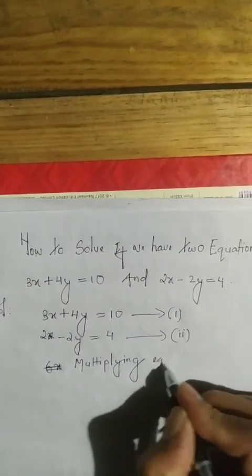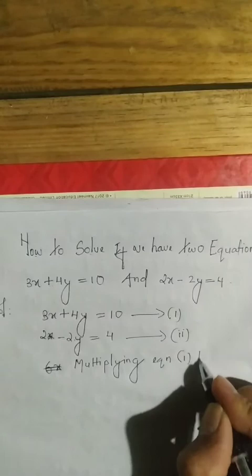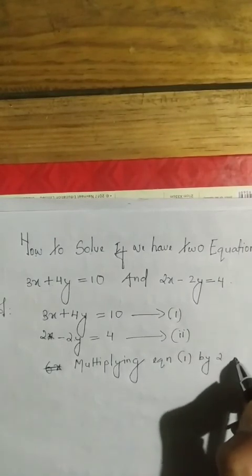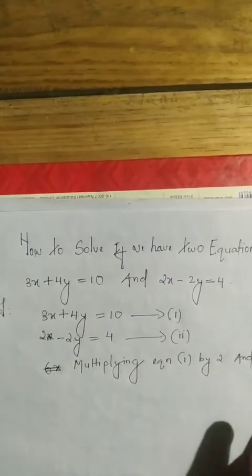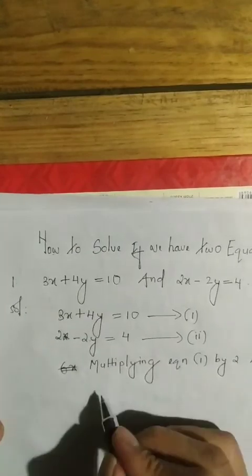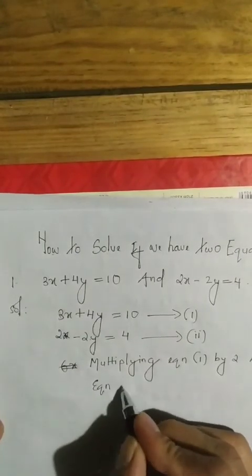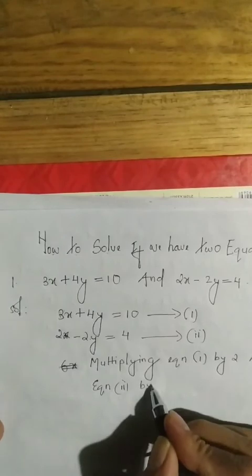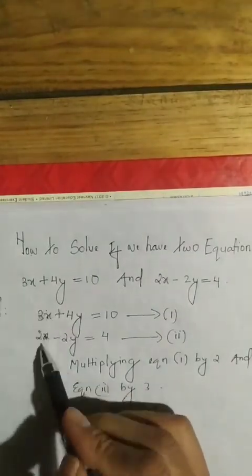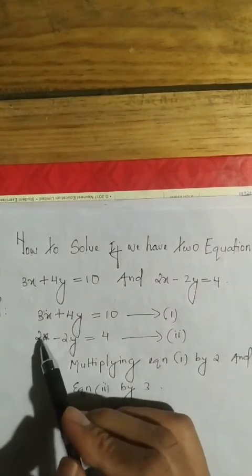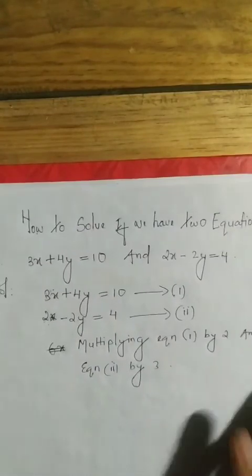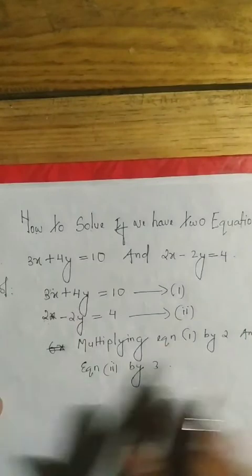Multiplying equation 1 by 2 and equation 2 by 3. Why do I multiply equation 1 by 2 and equation 2 by 3? Because I want to make x the same. Now let's start multiplying.